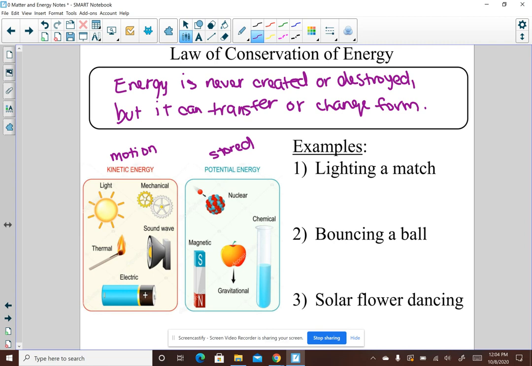So in my first example, I have lighting a match. Before the match is lit, it has some amount of energy inside of it. It's able to do something, it's just not doing anything yet. So I want to pick from my potential energy list, what kind of energy does a match have stored inside of it before it's burning? It has chemical energy.